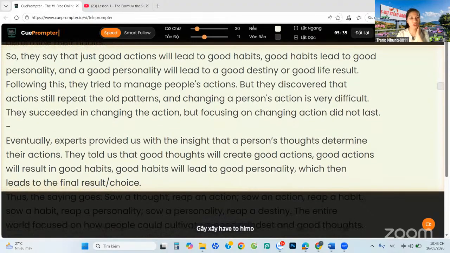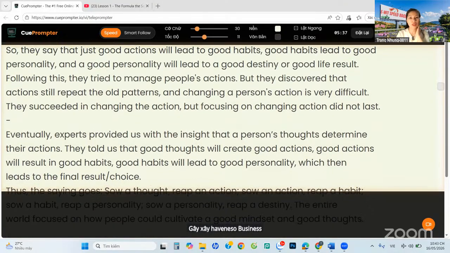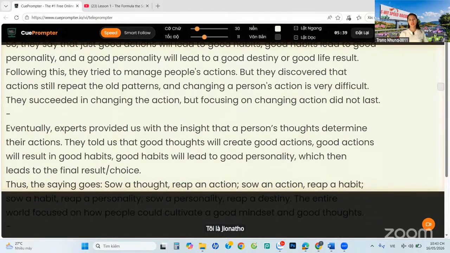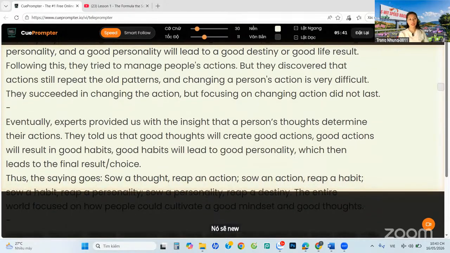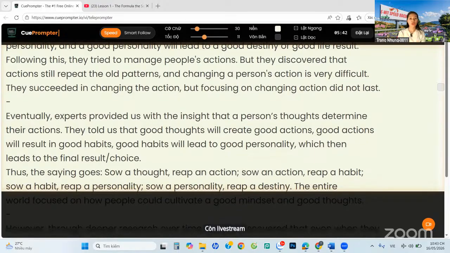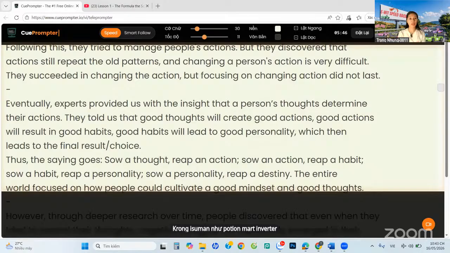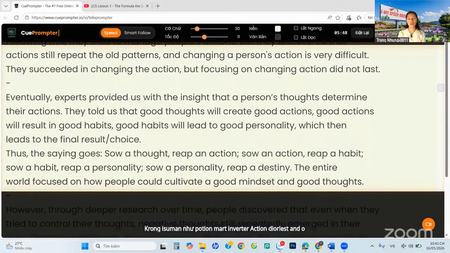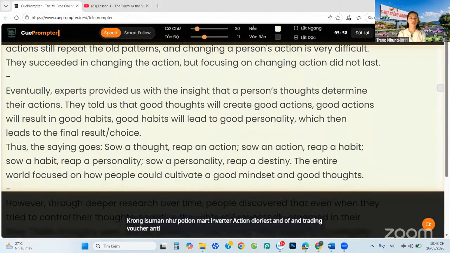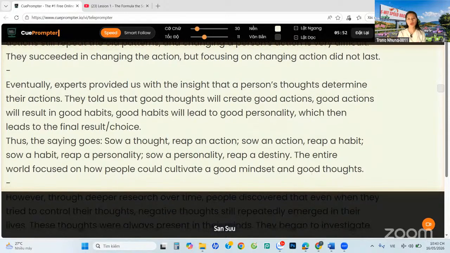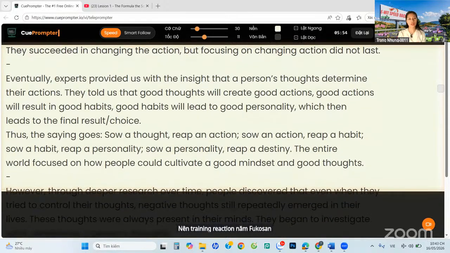Good habit leads to good personality, and good personality will lead to a good destiny or good life result. From this, they try to manage people's actions, but discover that actions still repeat in a pattern, and training a person's actions is very difficult. Success in training the action, when focused on action alone, does not last.